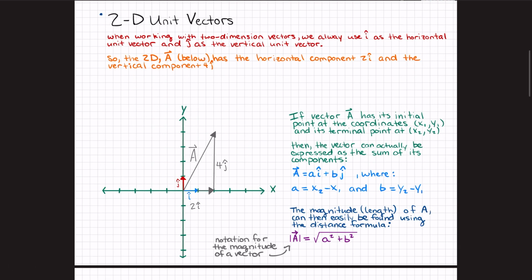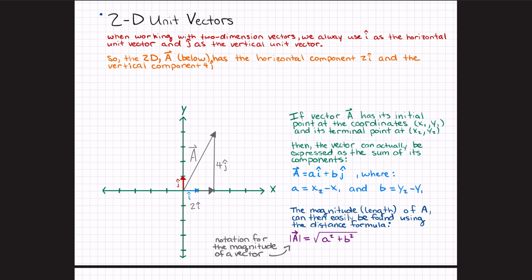Moving straight on to two-dimensional unit vectors. Now, each individual unit vector is always just assigned to one dimension. So if you have a two-dimensional frame of reference such that we have here, you're going to need two unit vectors. We're going to hold on to that I unit vector. That's going to represent the horizontal dimension, the horizontal axis. And then we're going to add in a new unit vector, which we're going to call J. So when working with two-dimensional vectors, we use I for horizontal and J for vertical. So the two-dimensional vector A, modeled below, has the horizontal component 2I hat and the vertical component 4J hat.